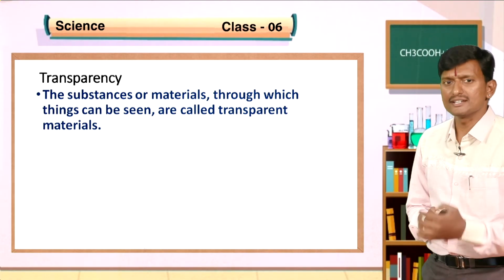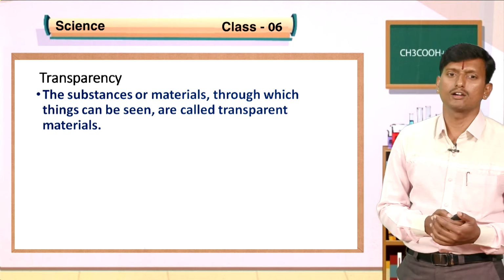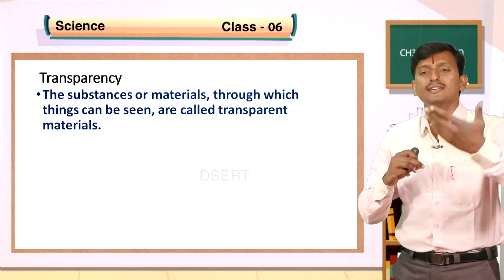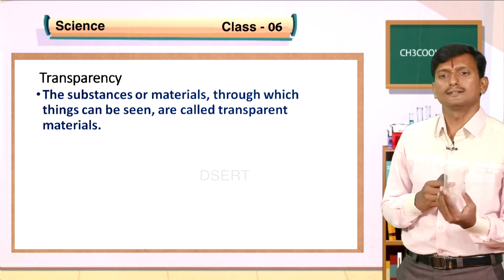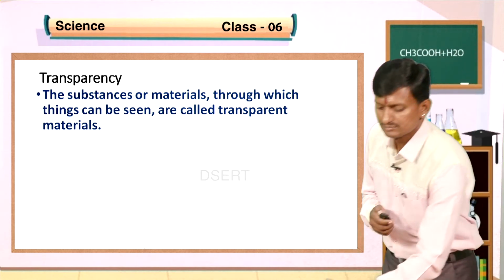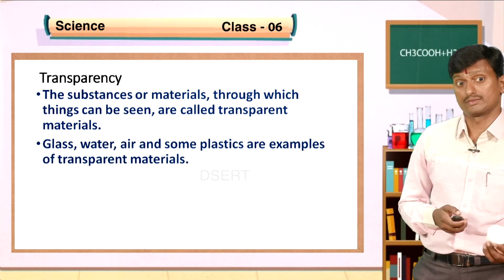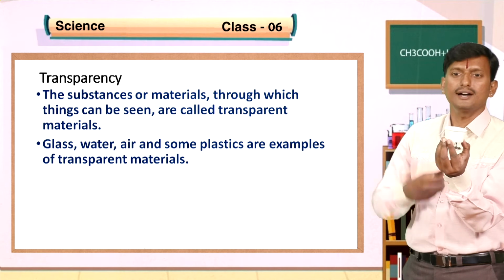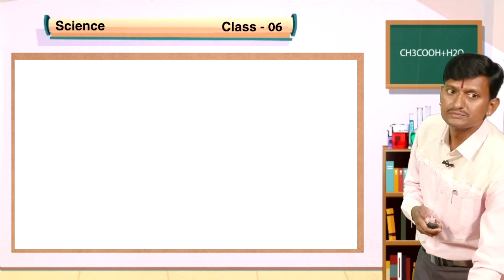If I am going to see what is there in front of me through this paper, I cannot see, because this is an opaque object. The substances or materials through which things can be seen are called transparent materials. If I am able to see the other side, I can say that this plastic is transparent. But if I see through this paper and I cannot see the other side, then we call it opaque.